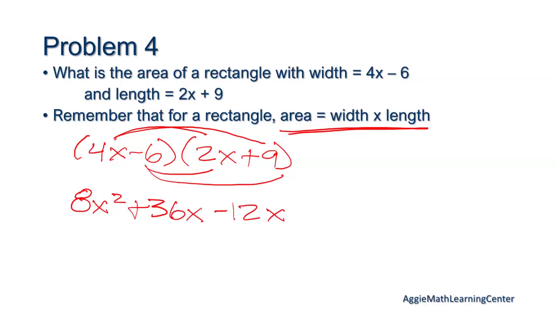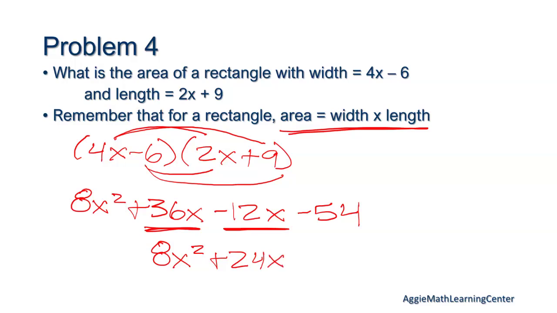-54. -54, yeah. Took me a second. Okay, awesome. Perfect. Is there anything we can combine in here? Any like terms that you guys are noticing? 36 and 4. 36. Perfect. And this -12. Awesome. Okay, so then 36 minus 12, 24. Yeah. You get 8x squared plus 24x minus 54.